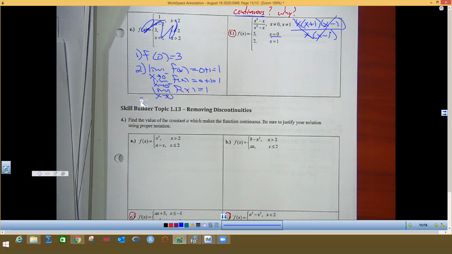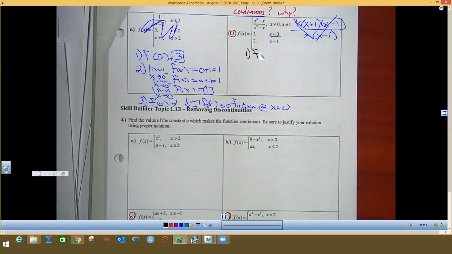And then I got to check, was the first thing equal to the second thing? Well, f of 0 does not equal the limit as x approaches 0 of f of x, because this 3 value right here does not equal that 1 value right there. So f is discontinuous at x equals 0. Now we got to do the same thing for the 1. So I'm going to do the same thing I just did, in a different color so we can keep them separate.